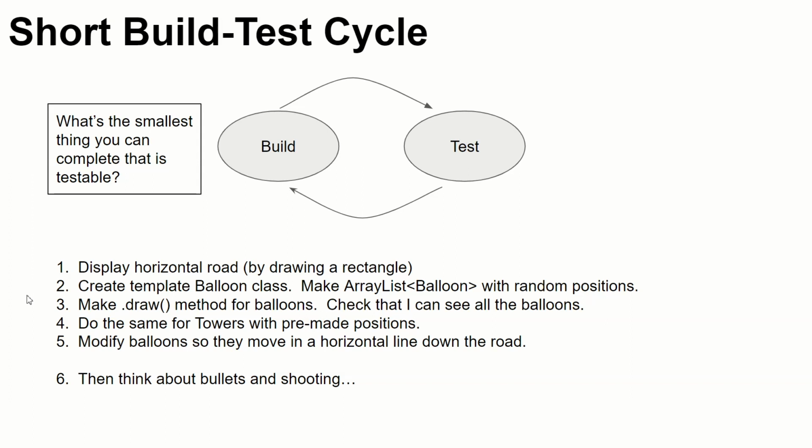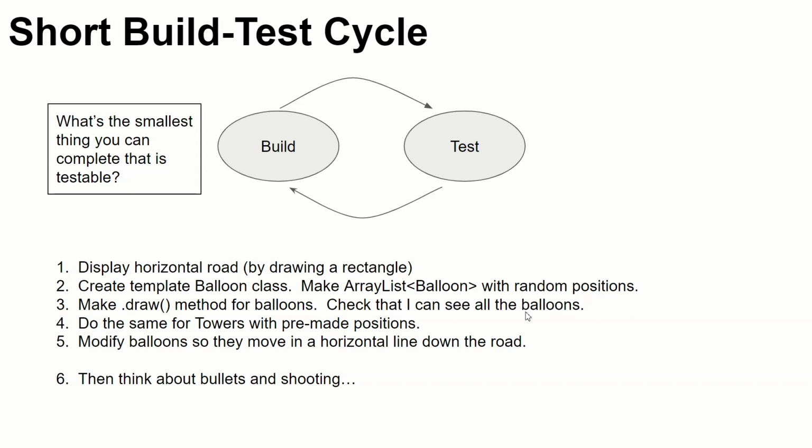Then I'm thinking, let's make a template for the balloon class. Balloons are my enemy. And I'll make an array list of balloons. And I don't want to think about how they're going to come onto the screen one at a time. I'm just going to make them have random positions because I want something that's easy to test. And my goal here is just, can I make balloons? I can't actually see them until I have a draw method, so I'll make a draw method for the balloons where they just draw themselves as circles, and then I can check to see if I just see a bunch of balloons on the screen.